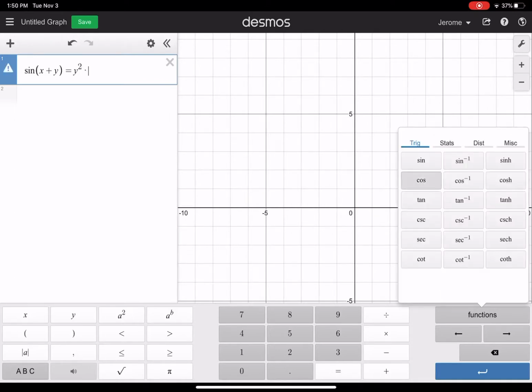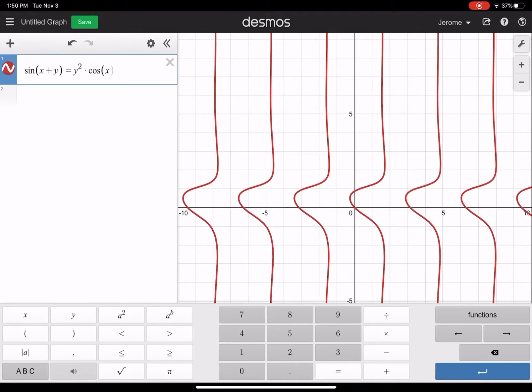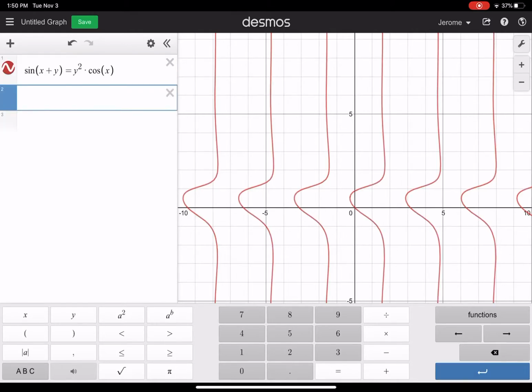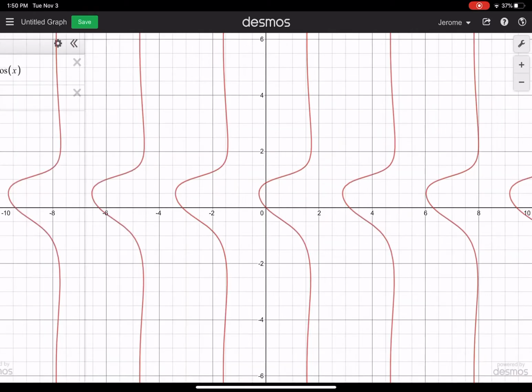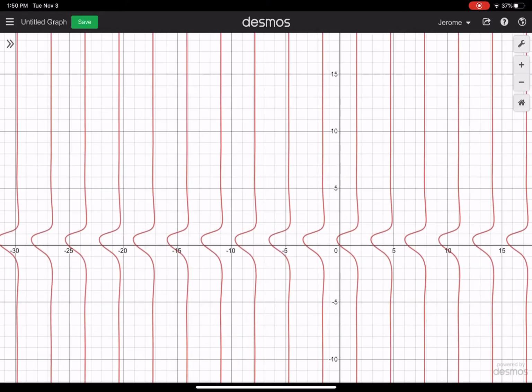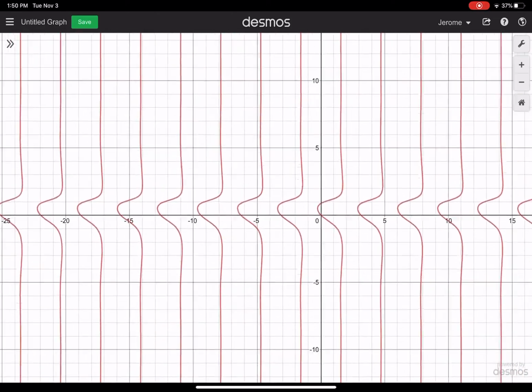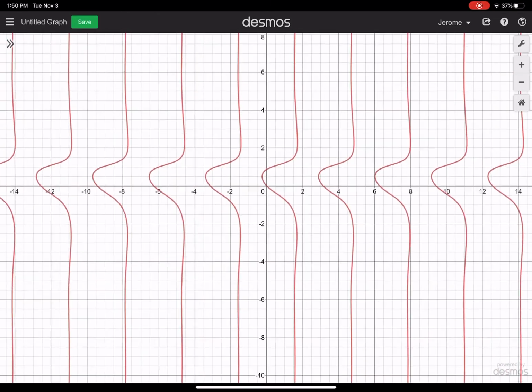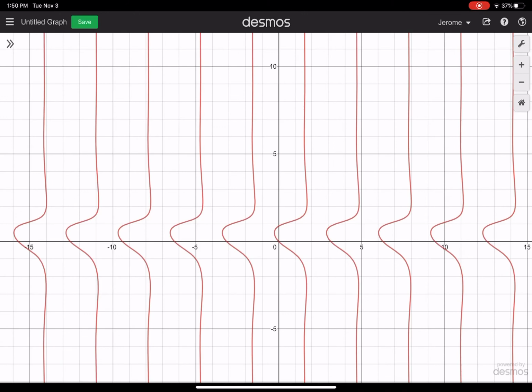Ta-da! You can see that this strange function is still periodic. It looks like these little pieces all fit together in a nice little puzzle, so it repeats over and over again. What we just found gives us, of course, the slope at any particular point. Maybe I want to find vertical tangent lines, maybe I want to find horizontal tangent lines, and so on.